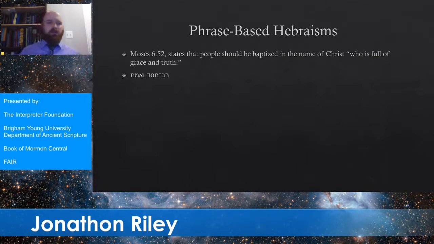But full of grace and truth is a fine translation of this phrase, and it's clear that the Gospel of John gets this phrase from Exodus, as many commentators have noted. Thus, despite the New Testament language, this phrase may be an example of phrase-based Hebraism in the Book of Moses.